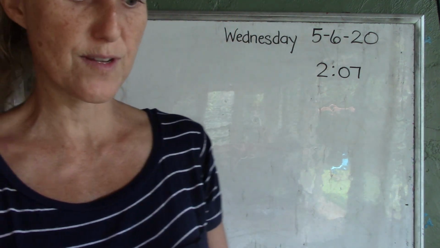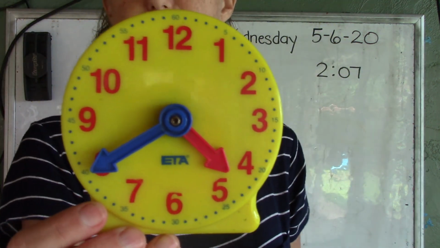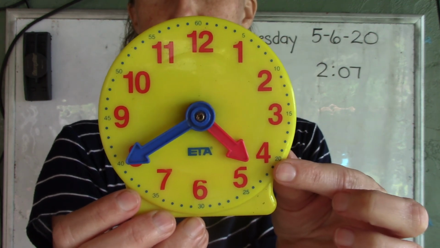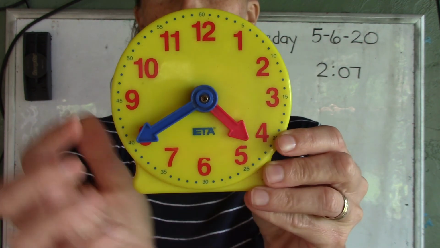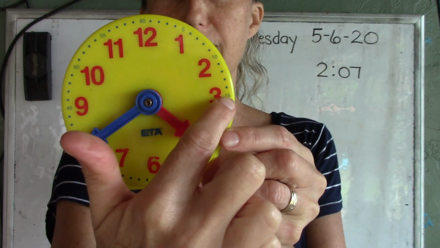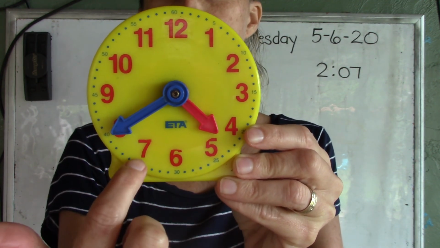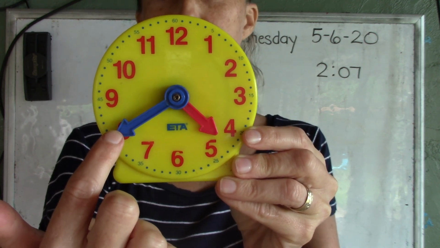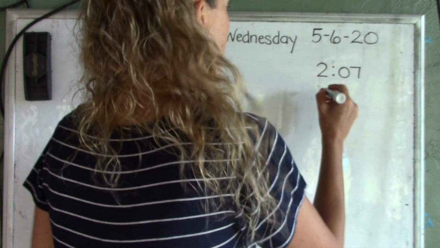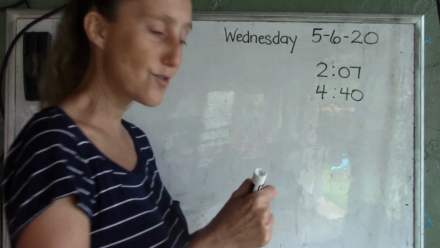So let's do another one. Let's try this one. What is this? The hour hand is between the 4 and the 5, so we go back to the 4, and we start counting the minute hand by 5s. 5, 10, 15, 20, 25, 30, 35, 40. So it's 4:40, and we write that on the board like this. 4, dot, dot, 40. And that's our 2 times of the day.